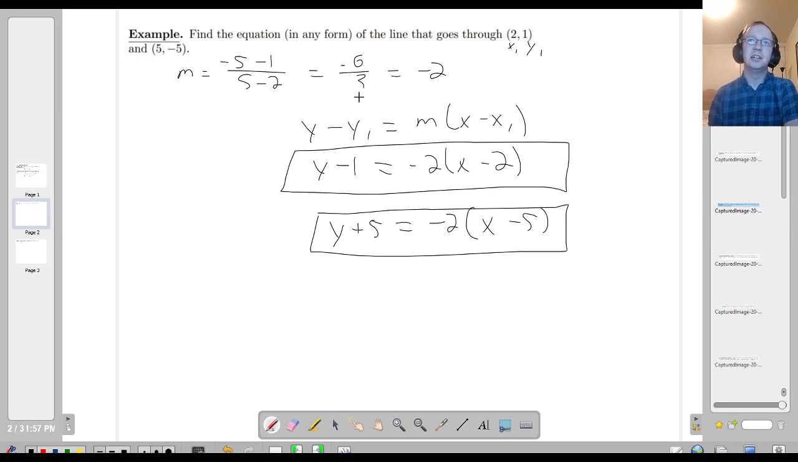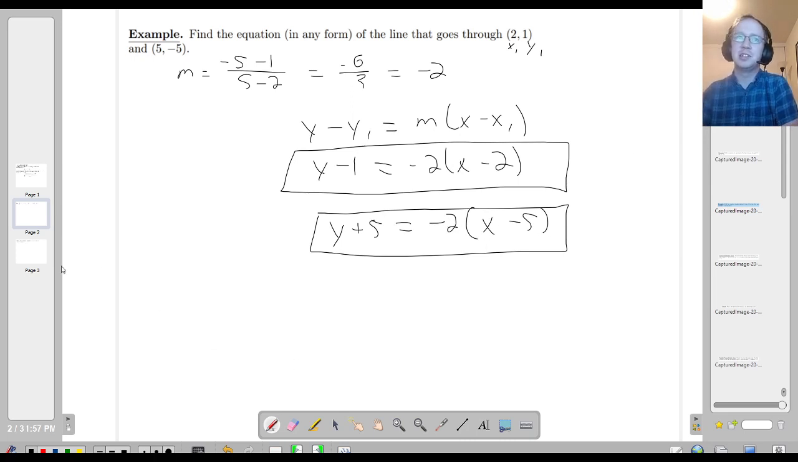Or, since it said in any form, I could solve either of these equations for y, and then it would be in slope-intercept form. Okay, so there's tons of different correct forms, or correct answers, for what the equation of a linear function is. But as you can see, sometimes this point-slope form is just more convenient when you're provided a slope and a point.